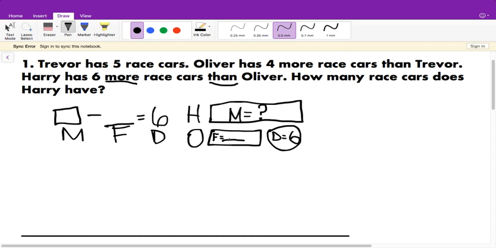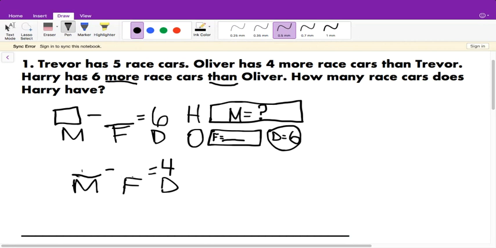Now I need to figure out how many race cars Oliver has. When we think about Oliver, we saw that he has more than Trevor. So that means we need to do another compare type equation to find out how many Oliver has. Now it says he has 4 more than Trevor, so I know 4 is the difference. Since Oliver has more, his amount would go here for more, but we don't know how many, so we're just going to put the line.